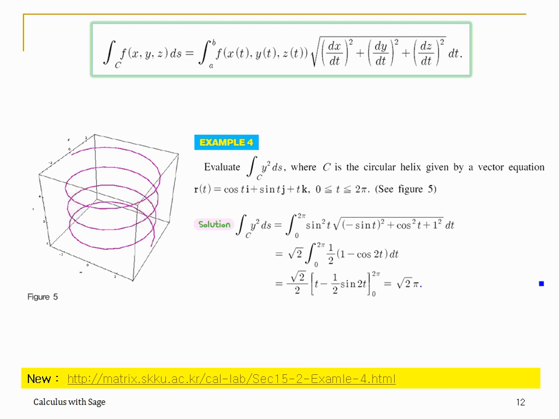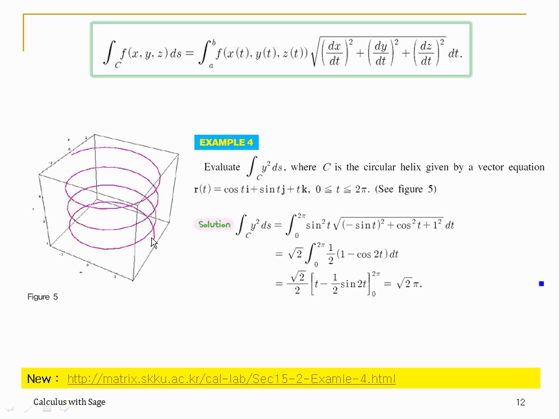Okay. Next example is on three-dimensional functions. We see the similar one for the two-dimensional function. The arc length parameterization gives us the parameterized substitution of t on this function for three-dimensional functions. So we use this one for example 4: evaluate the integral of y squared over C, where C is a circular helix given by a vector equation like this.